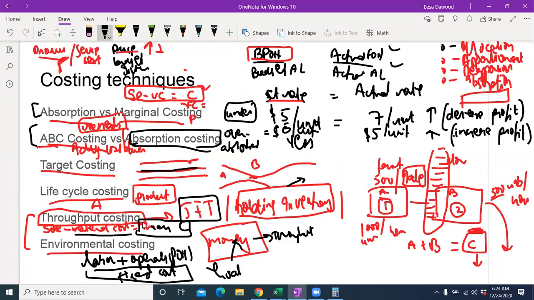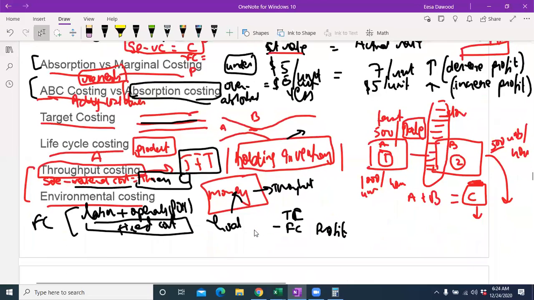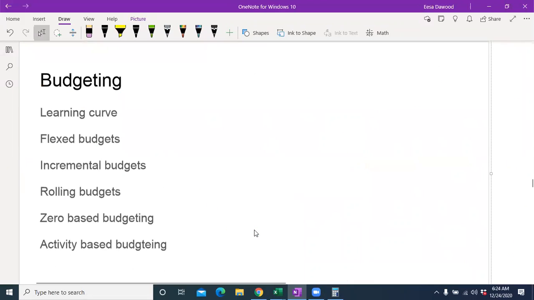So sales less material cost is throughput. Once you get your throughput contribution, how do you calculate your profit? You deduct all of the fixed cost: labor, operating cost, all of your operating factory cost, that's your fixed cost. That's how you get profit. So that's an alternative method that you haven't done before. That comes in under throughput costing.